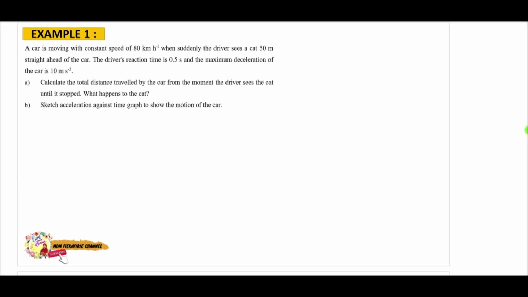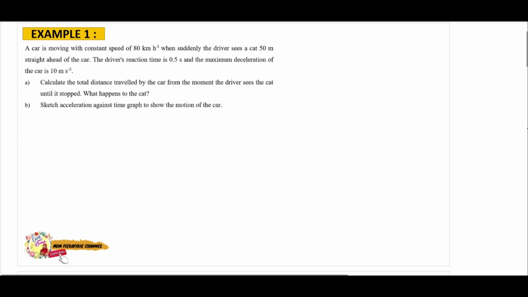Alright, so let's start with question number 1. So here we have a car moving with constant speed of 80 km per hour. Make sure you change to meter per second first. When suddenly the driver sees a cat 50 meters straight ahead of the car. The driver's reaction time is given 0.5 seconds and the maximum deceleration of the car is 10 meter per second squared. Okay, so let's sketch first diagram that refer to this example.